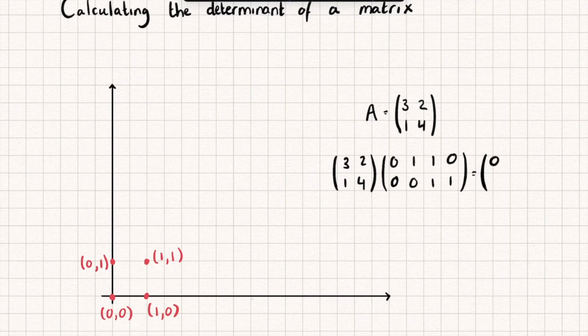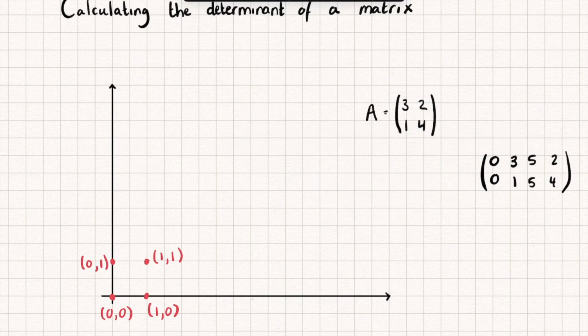Well, like we said, the origin's fixed. The point 1, 0 is going to turn into the point 3, 1. The point 1, 1 is going to turn into the point 5, 5. And the point 0, 1 is going to turn into the point 2, 4. And you can multiply that and see how that works. So let's get rid of this so I have some more space.